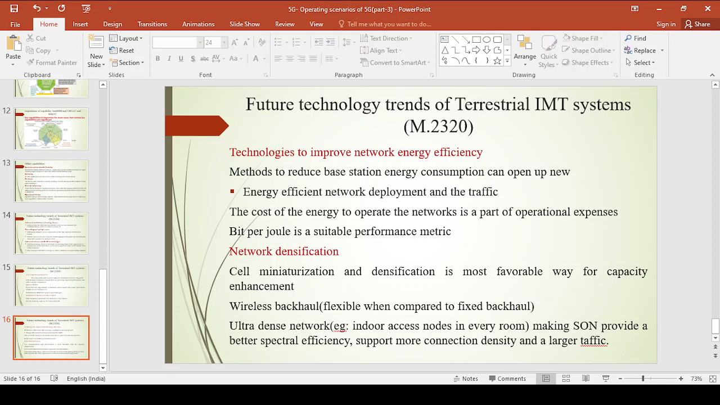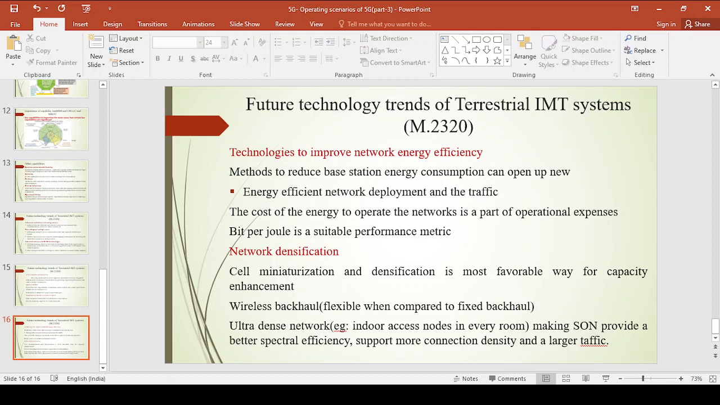Now coming to network densification. What is densification? We know that cell miniaturization and densification is the most favorable way to enhance the capacity. Reducing the cell size and densification is one of the favorable ways, right? And wireless backhaul is flexible when you compare it with the fixed backhaul.